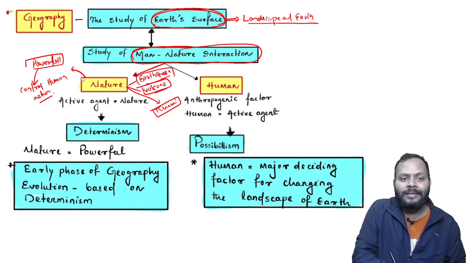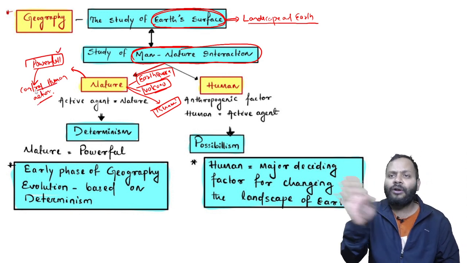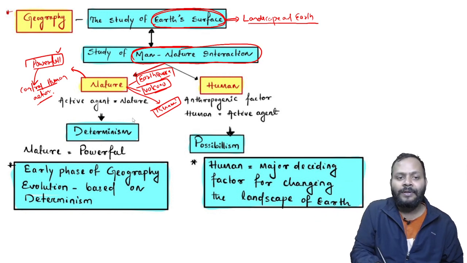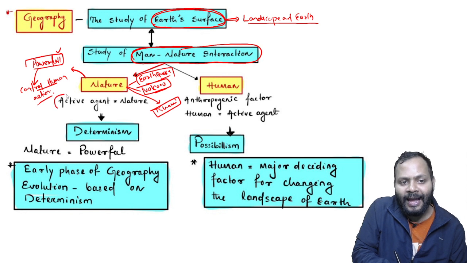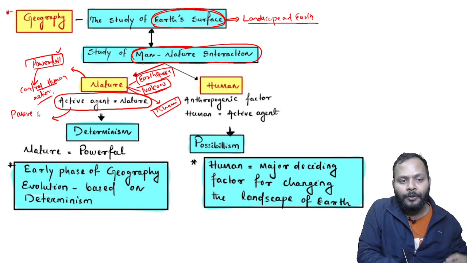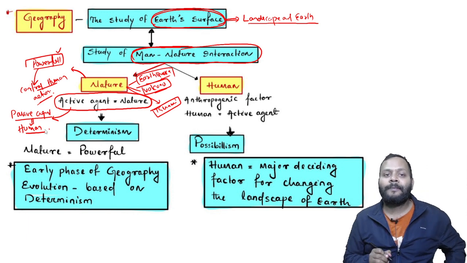Now nature is powerful and that controls the human actions, right? Human cannot control what? Nature. That means who is active? We can say that nature is an active agent, and considering nature is an active agent, who is the passive agent? The passive agent is the human. Humans are considered to be the passive agent, right?